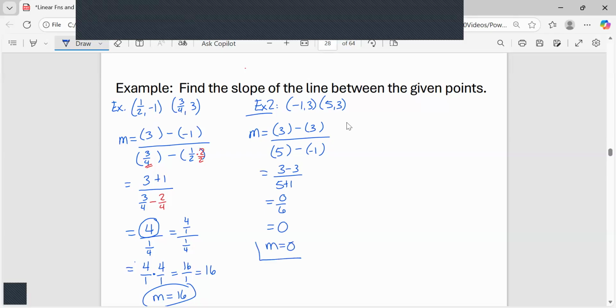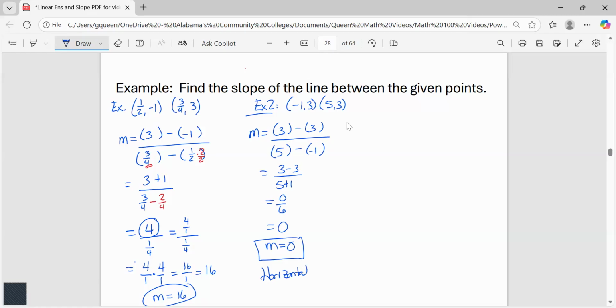So what does that mean about this line? What do you know about this line? What kind of line has a 0 slope? This is going to be a horizontal line. It doesn't go uphill. It doesn't go downhill. It is a flat street. Okay. All right. Example number 3.